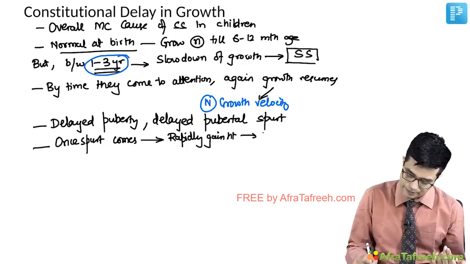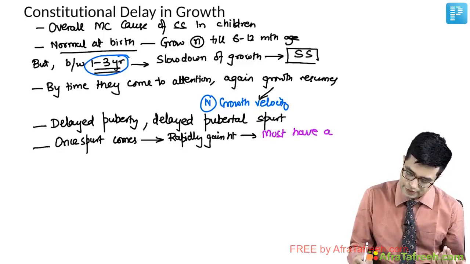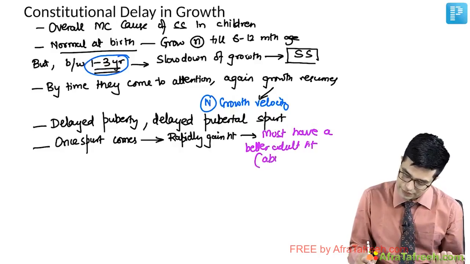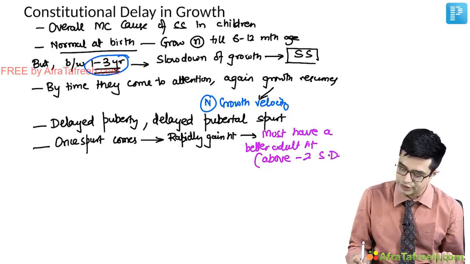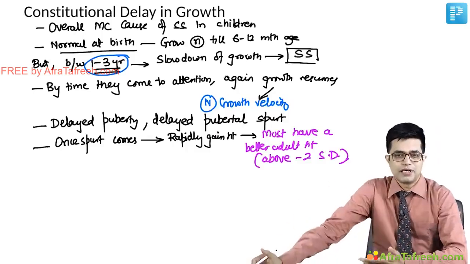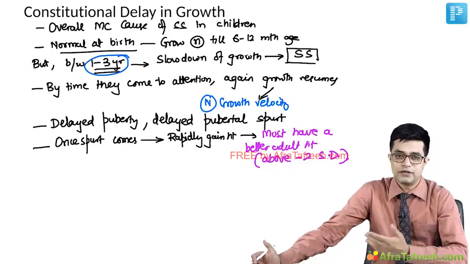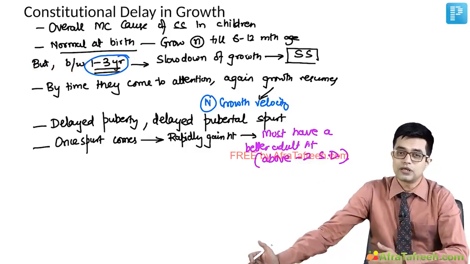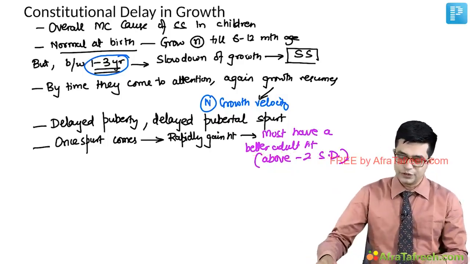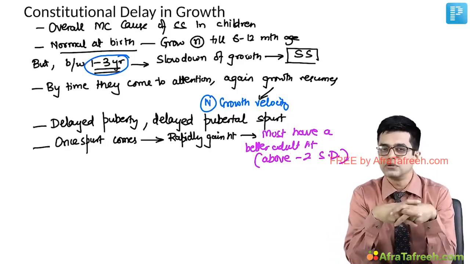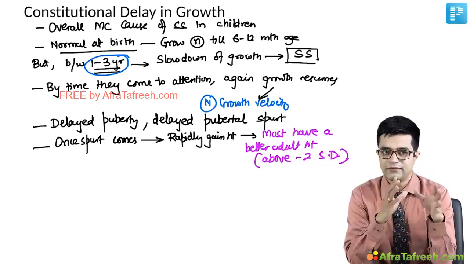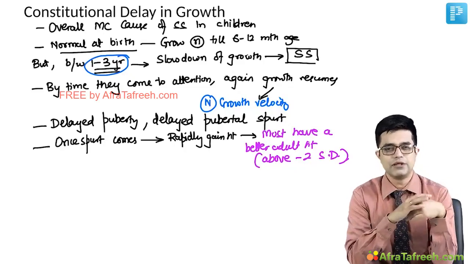And most of them have a better adult height, which is above -2 standard deviation. So they tend to lie above -2 standard deviation. Some of them even catch up to have a normal height of 5'7", 5'8", 5'10", 5'12", that is 6 feet. That has also been known to occur, although it is much less common in the Indian context. What it means is, if I have to give you a scenario, in constitutional delay in growth, we do not know the reason. The child is born normally. Till 1 year, 1.5 year max, the child will grow normally.